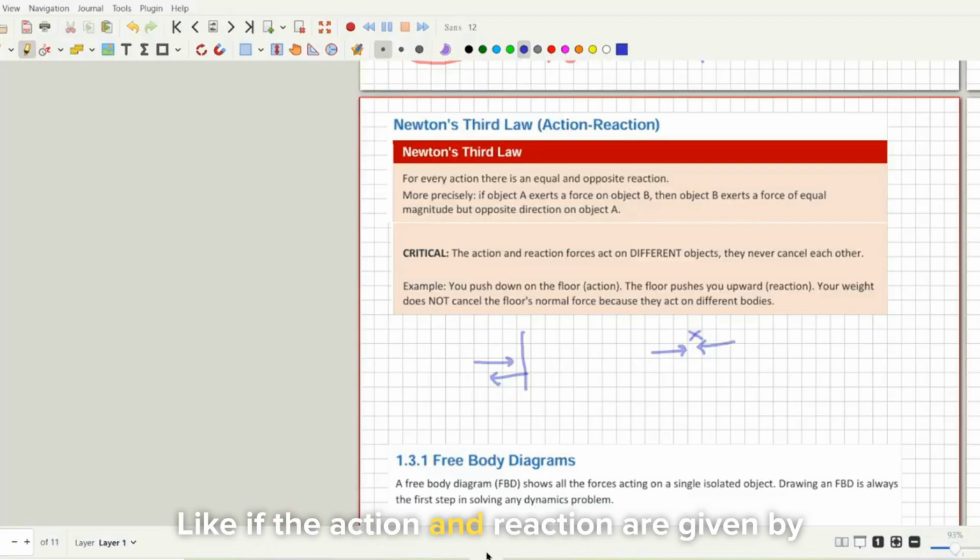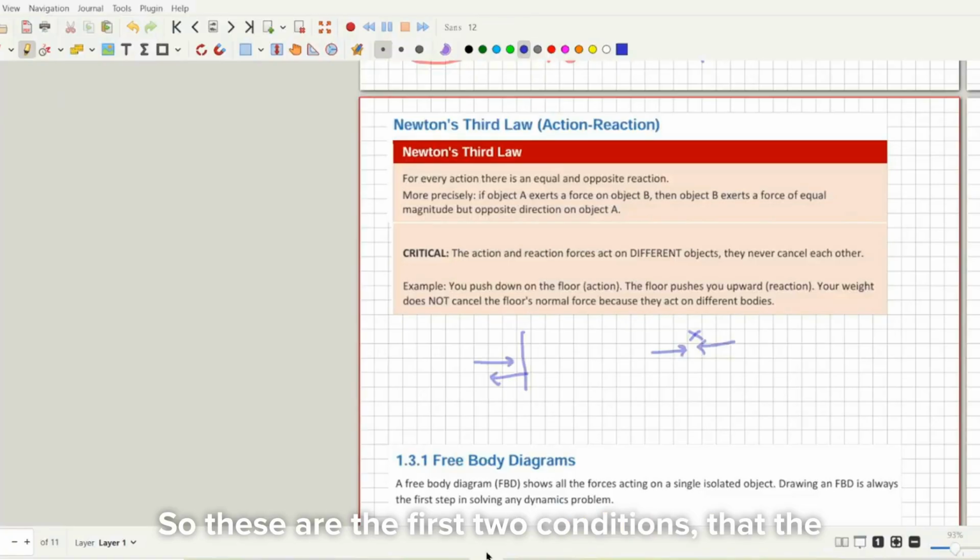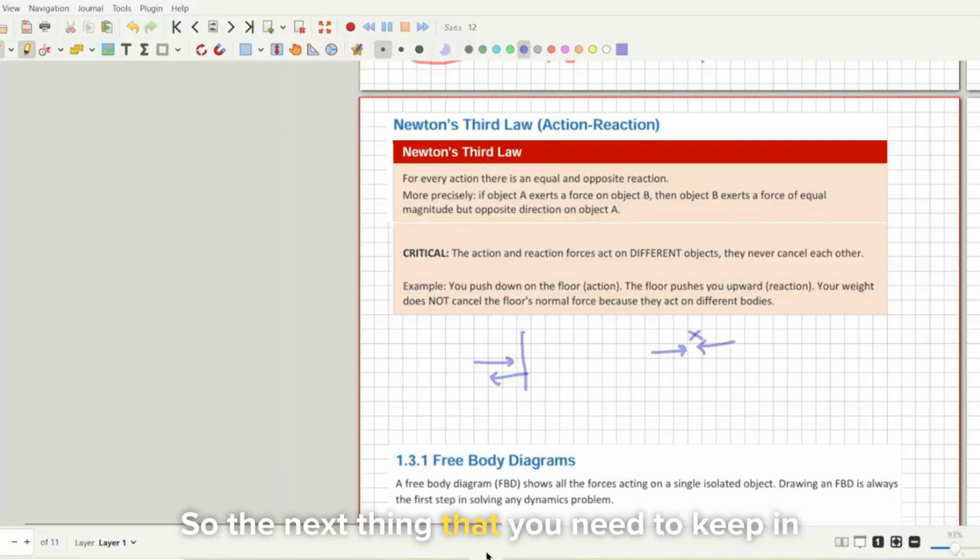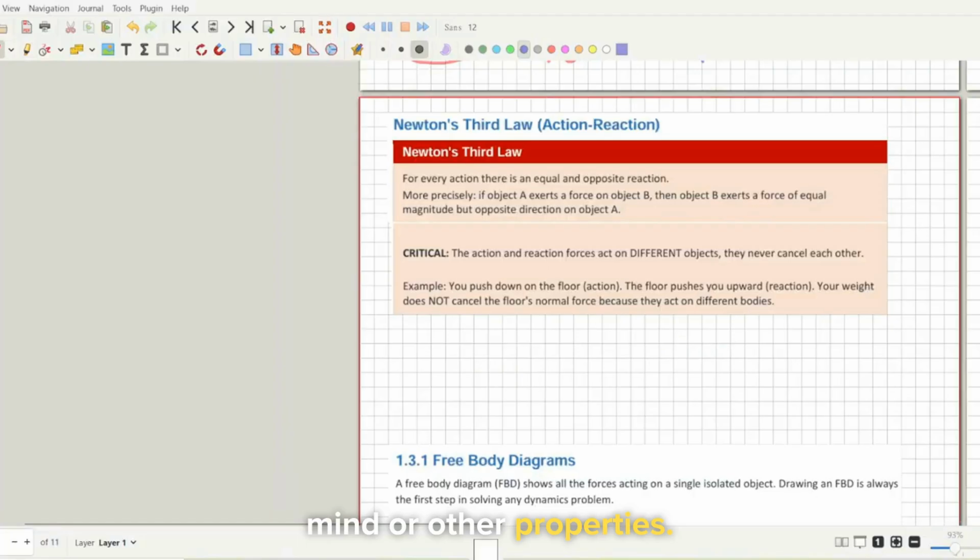If the action and reaction are given by the same object, then the action and reaction will cancel each other out, and there would be no Newton's third law. So these are the first two conditions: the action and reaction must be on different objects, and they would never ever cancel out each other.